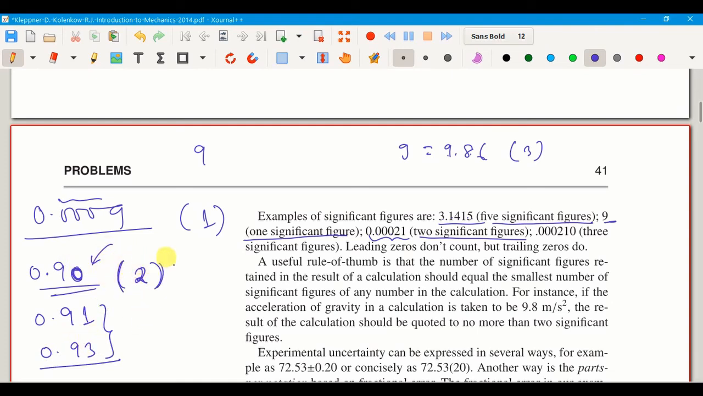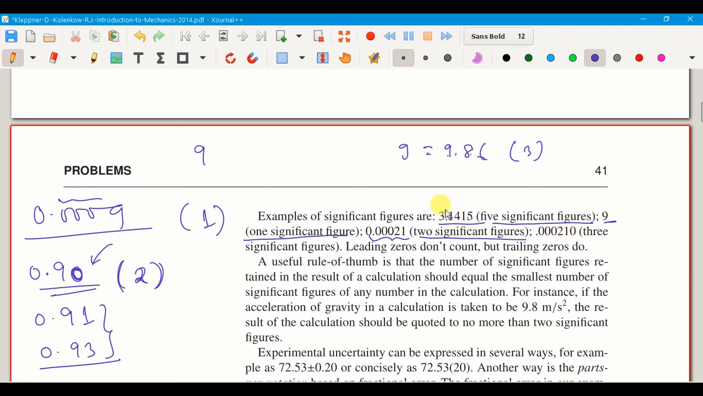So whenever you report your result, you have to mind how to report it. This is a very beautiful thing. You may realize that this is nothing, but this is a very beautiful result. Leading zeros don't count, but trailing zeros do. Like here, 0.000210 has three significant figures, so the 210 is significant. Maybe if we were to repeat this experiment, we will get 0.000212.